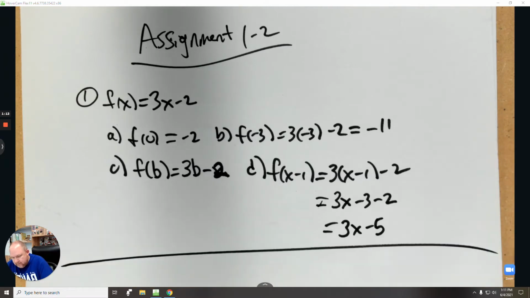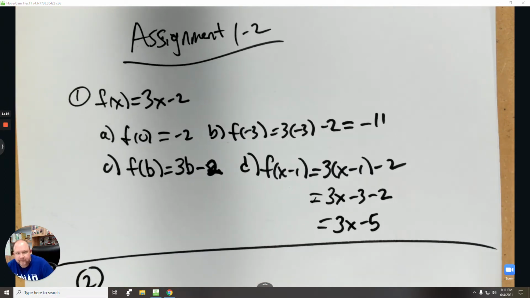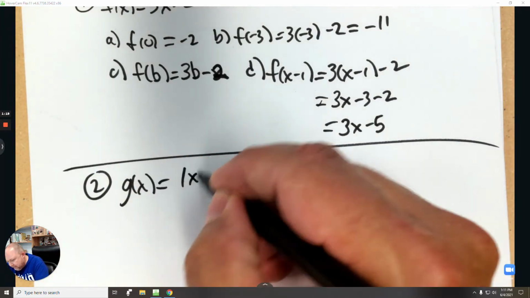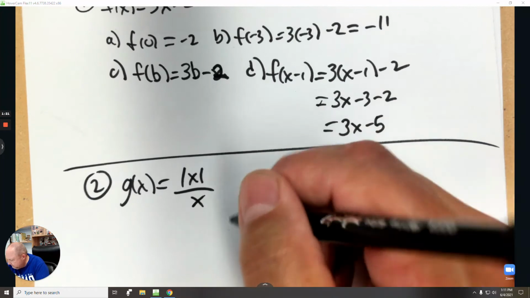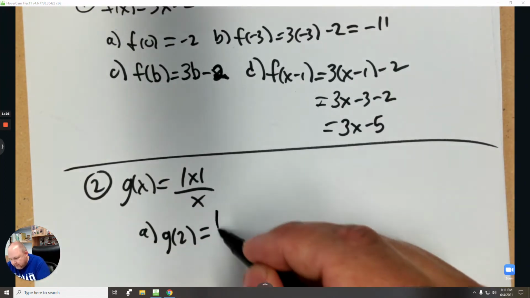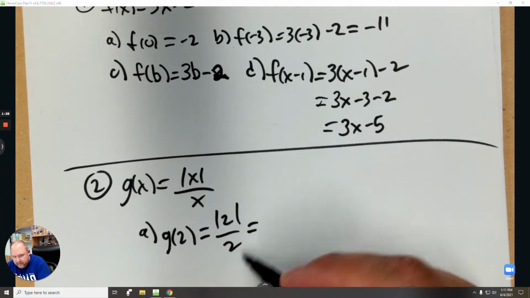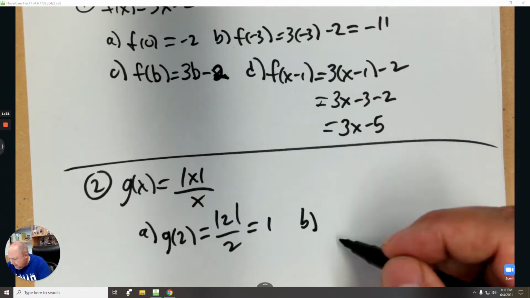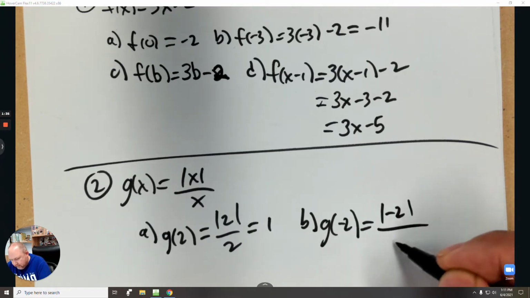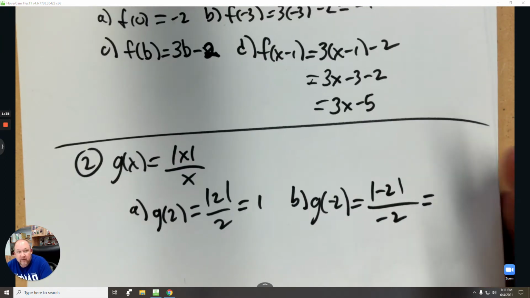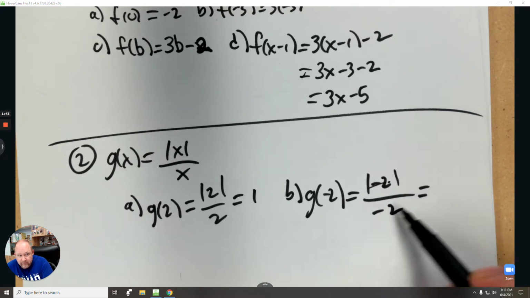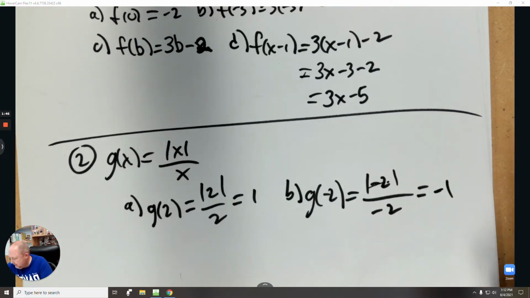All right, 2. The absolute value of x divided by x. So if I plug in 2, the absolute value of 2 divided by 2 is 1. G at -2. The absolute value of -2 divided by -2. Well, the absolute value of -2 is positive. It's still +2 divided by -2. So this one's going to give the answer -1.